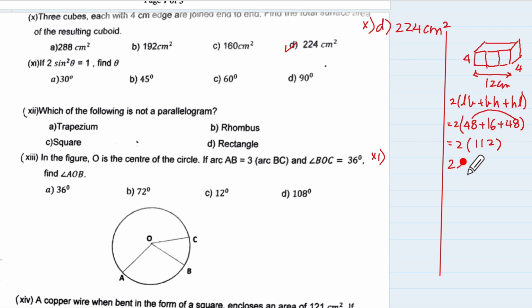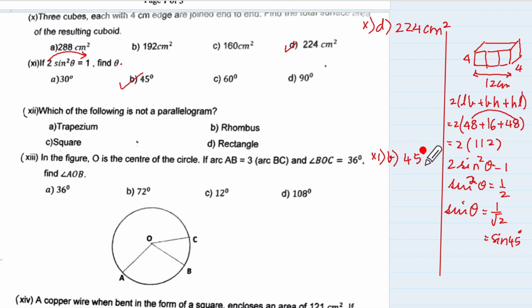They are telling you 2 sine square theta is equal to 1. Find theta. Now let us take this to that side. So sine square theta becomes equal to half, which is going to give us sine theta root of this, that means 1 upon root 2, correct? 1 upon root 2 is sine of which angle? 45 degrees. Now remember these values you have to know by heart. So sine of 45, it will be B, so here it will be B and write 45 degree.